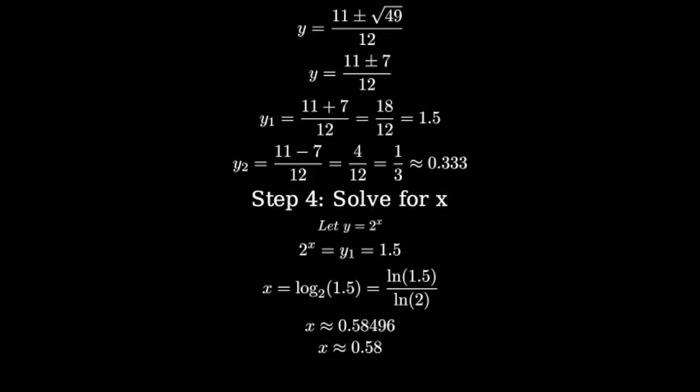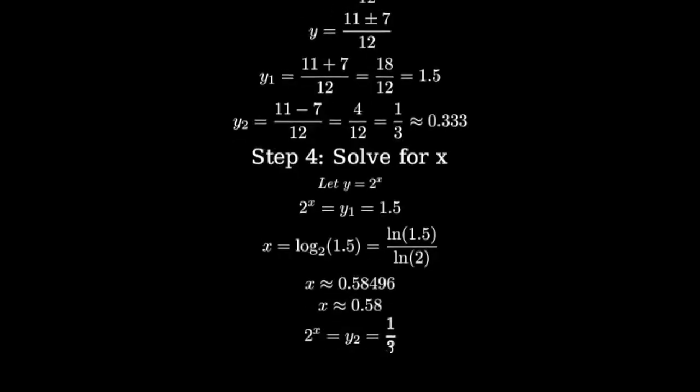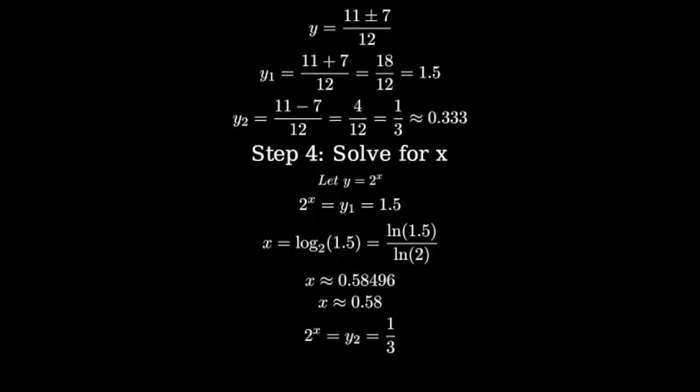Now let's use y2 equals 1/3. So, 2 to the power of x equals 1/3. Again, we take the logarithm base 2 of both sides. So, x equals log base 2 of 1/3. Using the change of base formula, x equals the natural logarithm of 1/3 divided by the natural logarithm of 2. Calculating this, we get x is approximately negative 1.58496. Rounding to 2 decimal places, x is approximately negative 1.58.